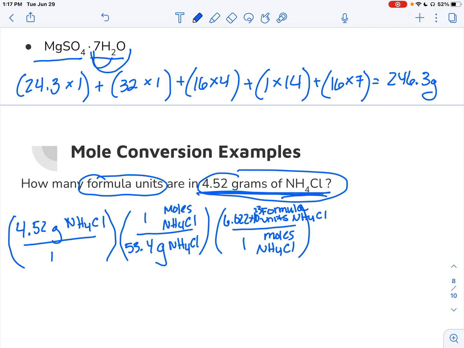My original one says 6.02. I believe the formula sheet for the AP test has the second 2. It really doesn't matter. And then you do that math out, and you get this.